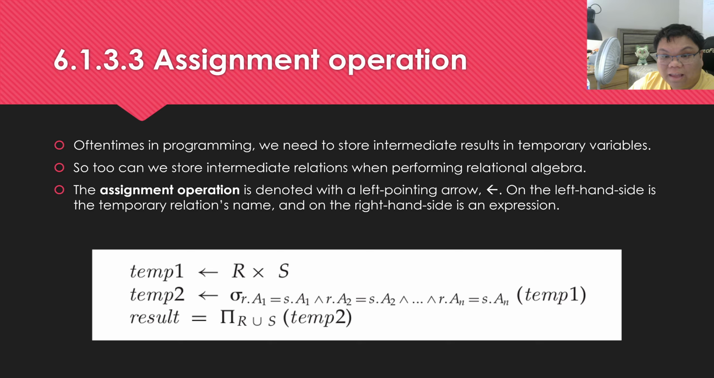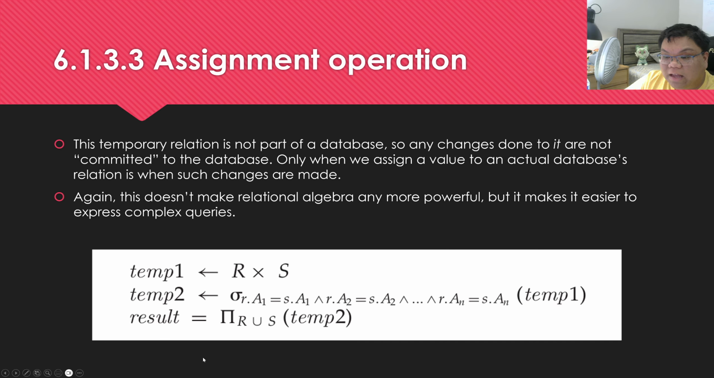We call that temp2, and we define our result as being pi sub R union S of temp2. So it turns out this is the definition of a natural join, but we get to define temporary relations along the way. These temporary relations on the left-hand side here, also I think this is supposed to be an arrow, unless this is supposed to be our result.